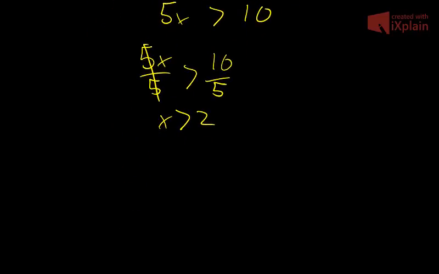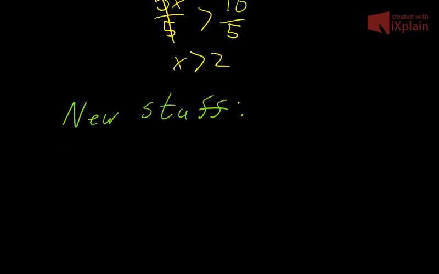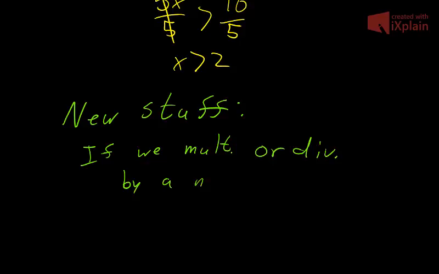So now we're going to get into the new stuff. There's exactly one rule that I have to get you guys to follow. It's not that bad of a rule, but here's what it is. If we multiply or divide by a negative, we switch the direction. Switch has a C in it.